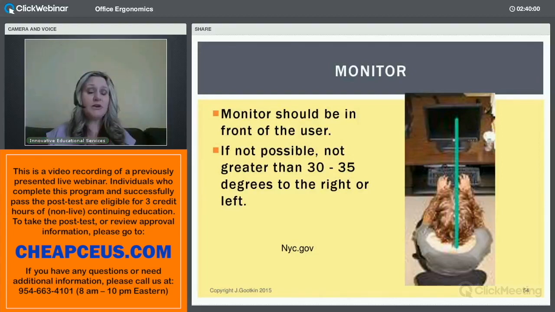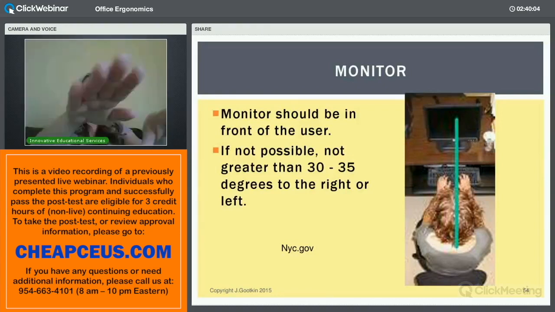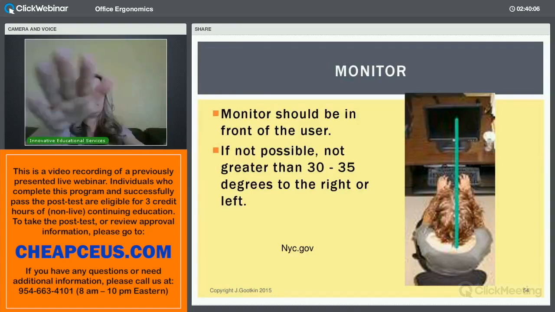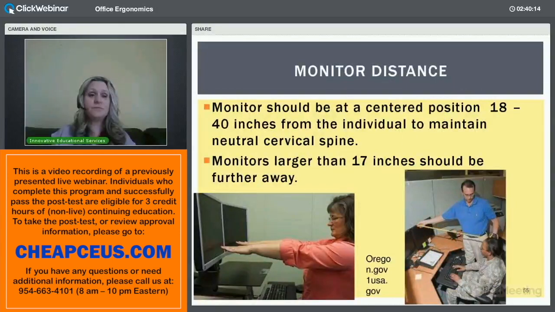If someone has two monitors, which is popular now, we want to again have it so that they're looking to the left and the right no more than 30 degrees, in order to minimize any cervical compensation that might occur. The distance of the monitor is always something that individuals play with. You might even see that for yourself, right? You adjust it forward, you adjust it back.